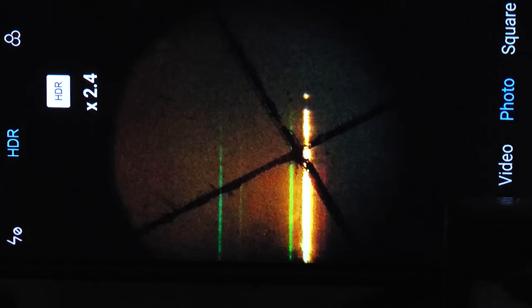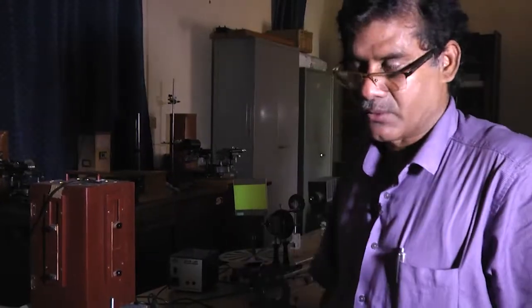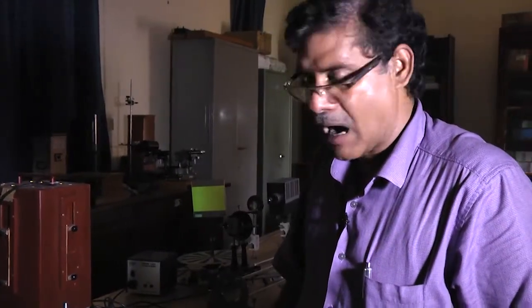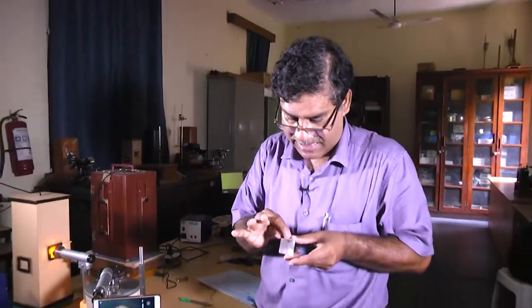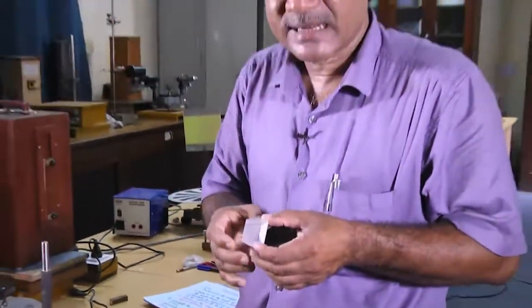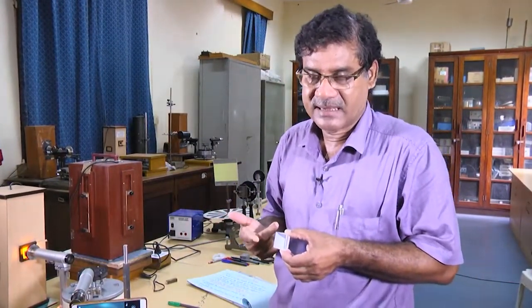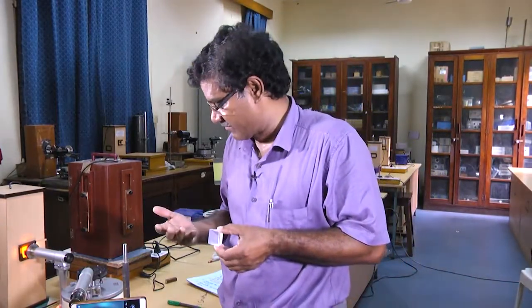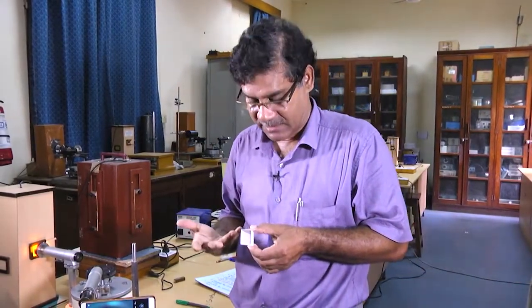So in the next class we will discuss experiments based on the prism. What are the experiments one can do using the prism? How to measure the angle of the prism? How to measure the angle of minimum deviation as a function of wavelength, for different colors?